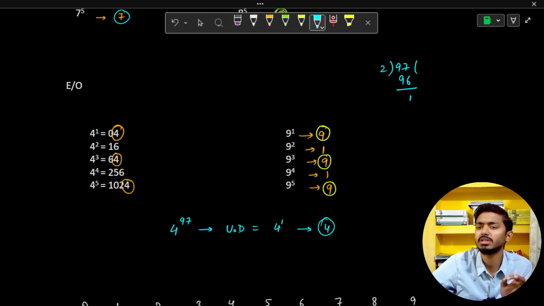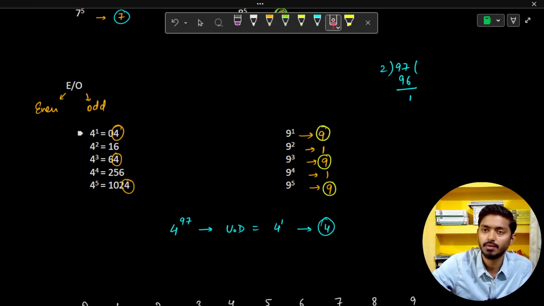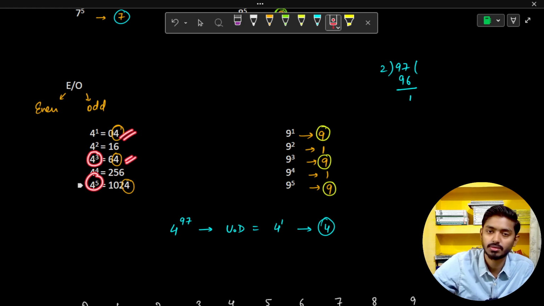Now, we don't need to actually divide by 2. Although we needed to divide by 4 in the earlier cases, we don't need to divide by 2 here. If you observe, there is a case of even and odd. All the numbers having an odd power give us 4, and all the numbers having an even power give us 6 as our unit digit. Don't need to learn that again.